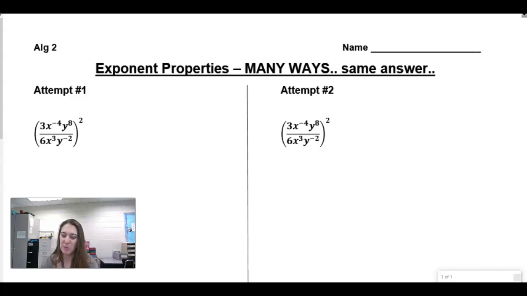Hey guys. So the idea for this worksheet is that you don't have to do the exponent properties in any certain order, because that's what I think makes them kind of difficult. The kids always ask, like, well, what am I supposed to do first? And the answer is, it doesn't matter.